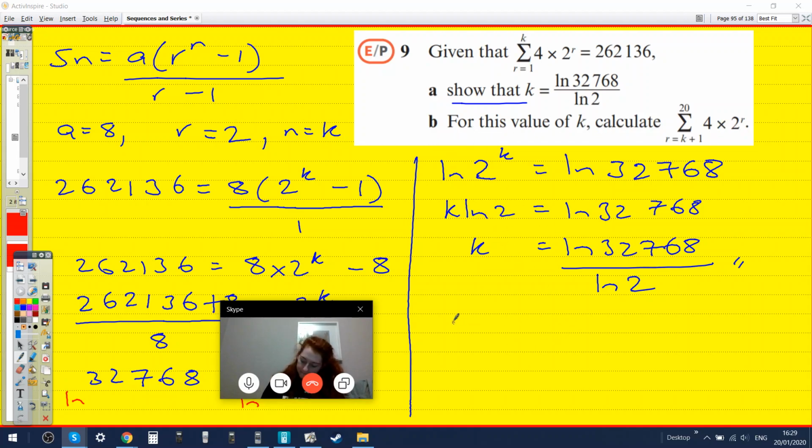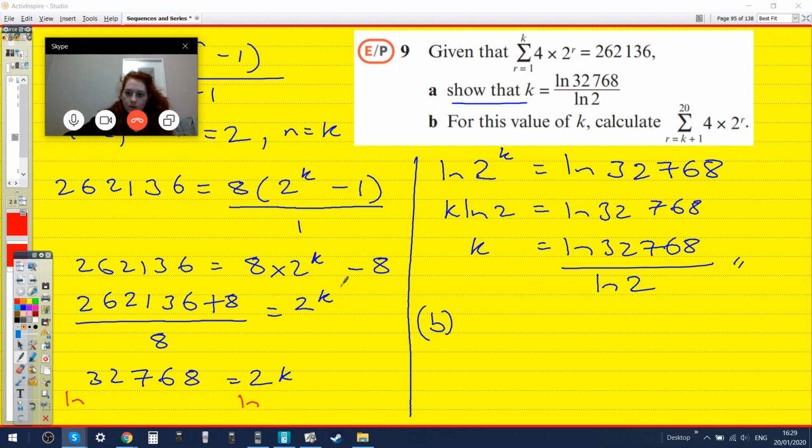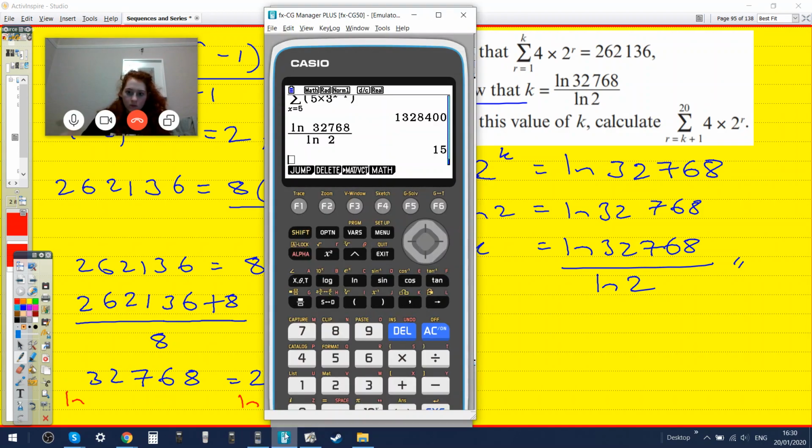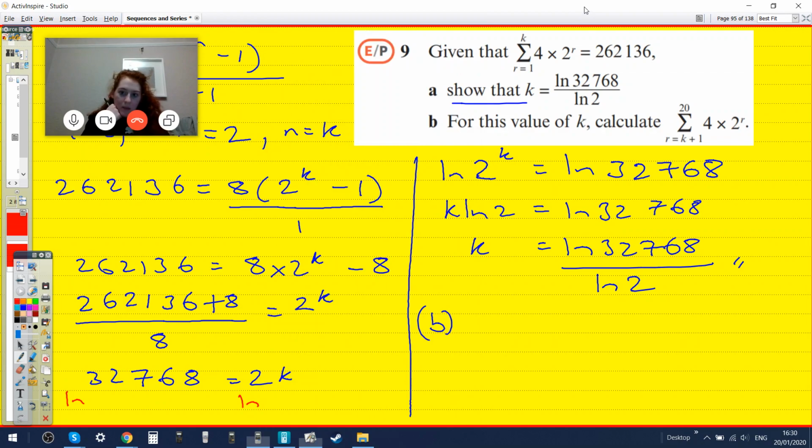How do we do b? Could we use this on the calculator? Yep. And so I put ln 32768 over ln 2 in, and it's exactly 15. Okay. So then we could just make the bottom equal to 16. Yeah. That's it.